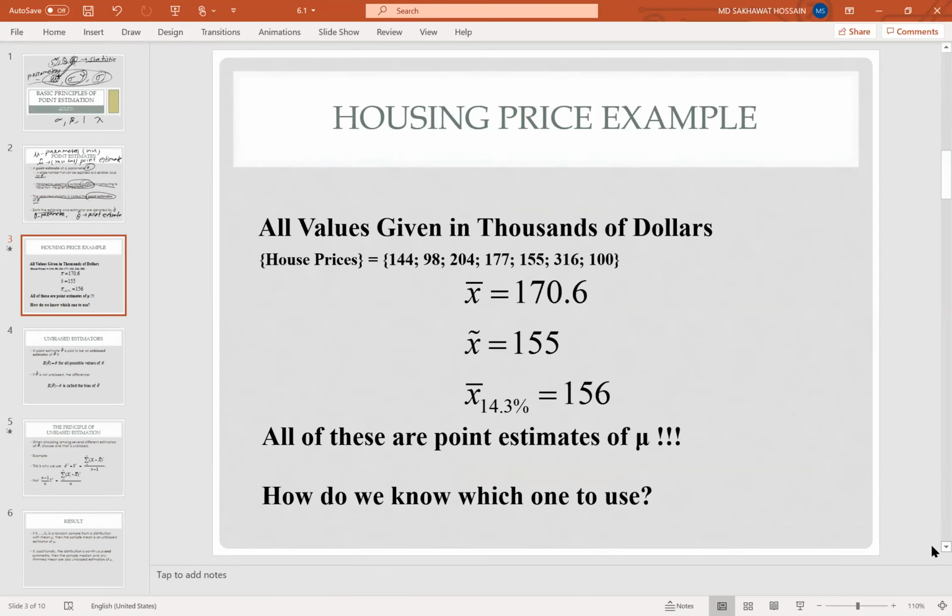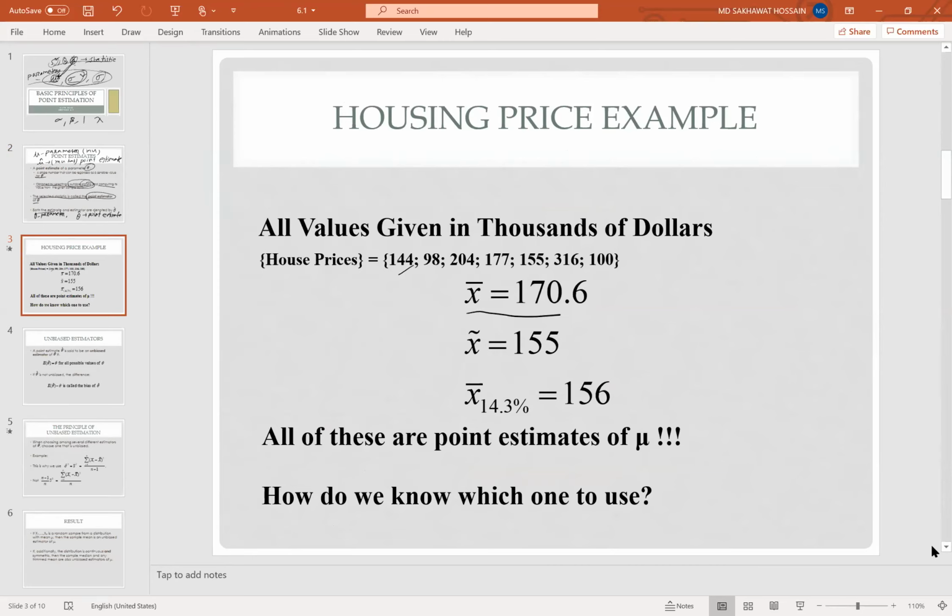So we have one example here. All values are given in thousands of dollars. So we have house prices: 144, 98, 204, 177. These are examples from our first chapter, I think. 155, 316, and 100. So now we have to calculate.